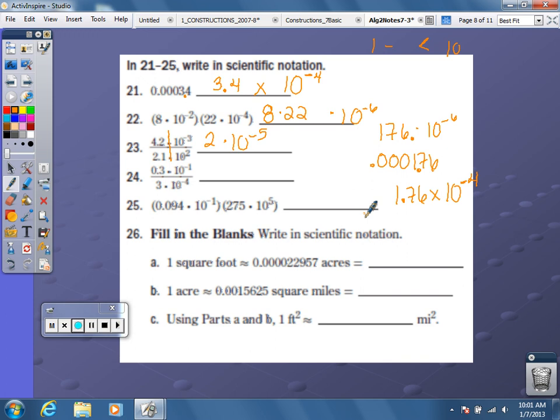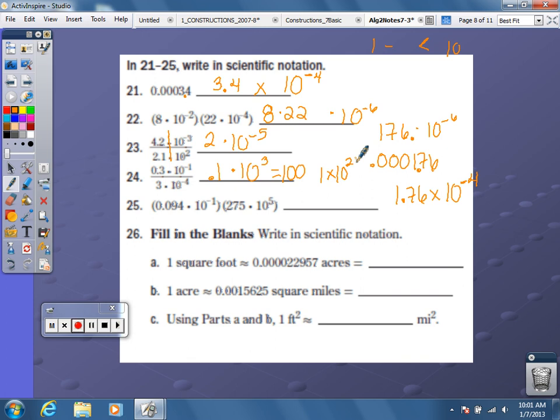0.3 divided by 3 is 0.1 times 10 to the negative 1 minus negative 4. Be careful with that, it is 3. That does not meet my criteria. This number is too small. 0.1 times 10 to the third, I'm going to move it 3 spots. 1, 2, 3, it's 100. How can I write 100? Well, it's going to be 1 times 10 squared.